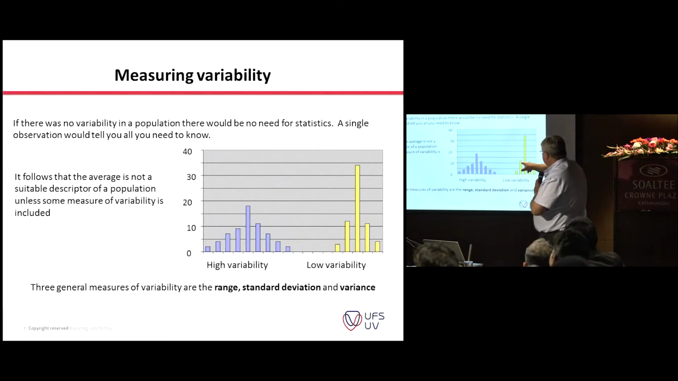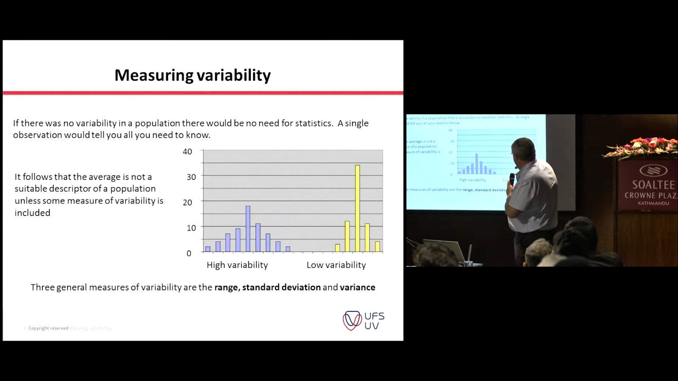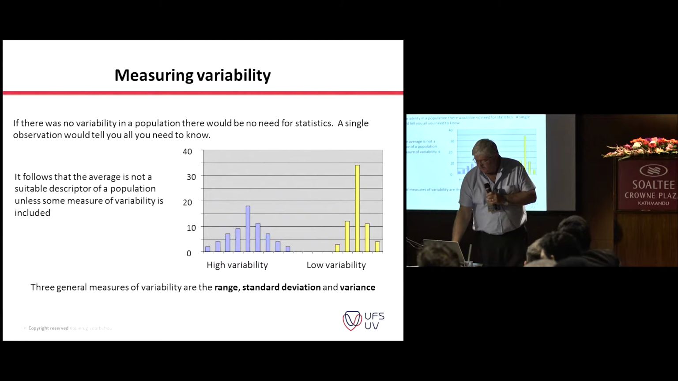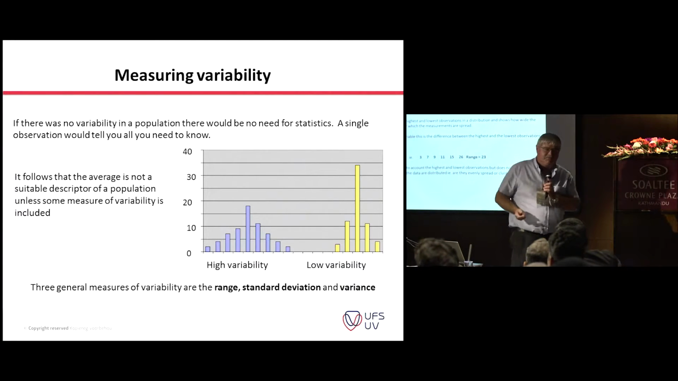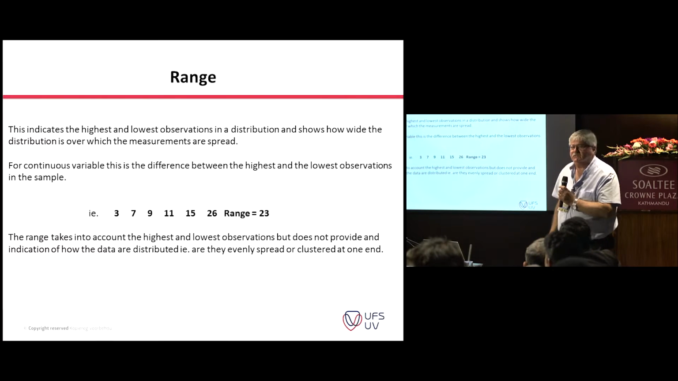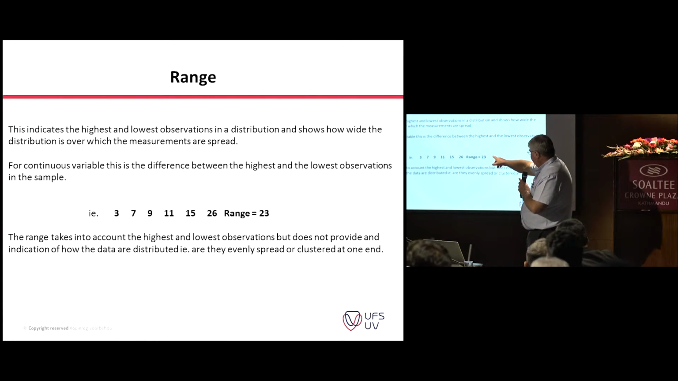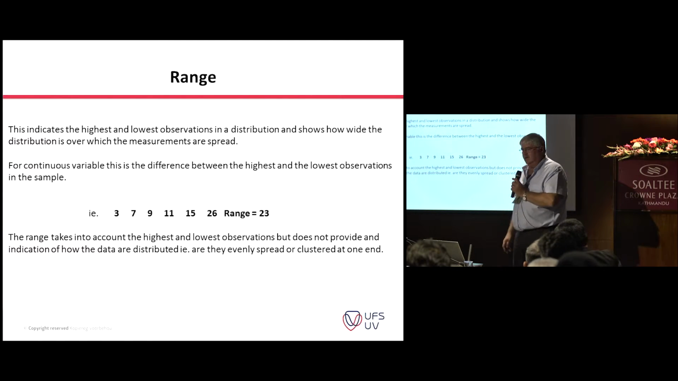There are two populations. They have the same mean value, or the same sort of form. The one has low variability, the one has high variability. And we need some kind of way of expressing that. Now, one of the things we use is called the range, and if we have numbers that vary from 3 to 26, I'll say the range is 23 units.